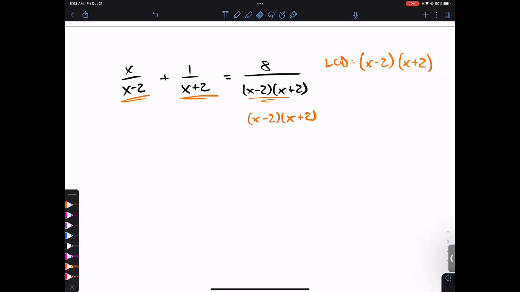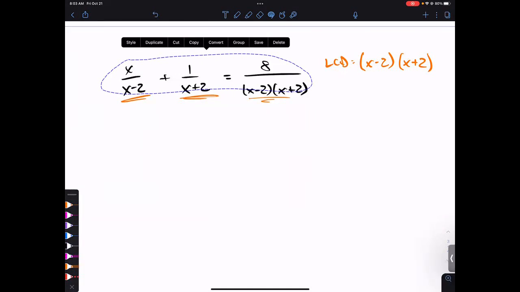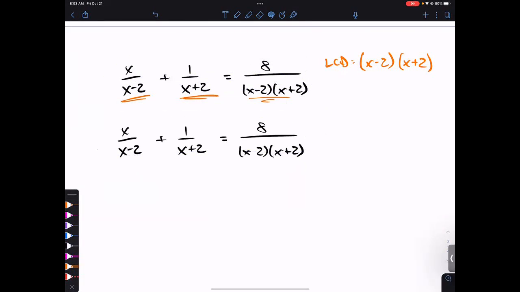If you're still not super comfortable with factoring, a good place to start or to check would probably be multiplying those things out and seeing what you get. Often you're going to find that those end up being the same thing. Then to actually do this, we took that common denominator and multiplied both sides of the equation by it. So I'm going to multiply the left and the right by x minus 2 times x plus 2.